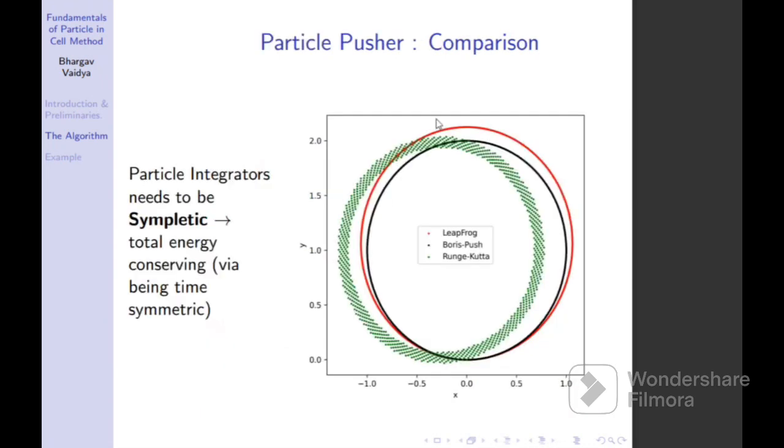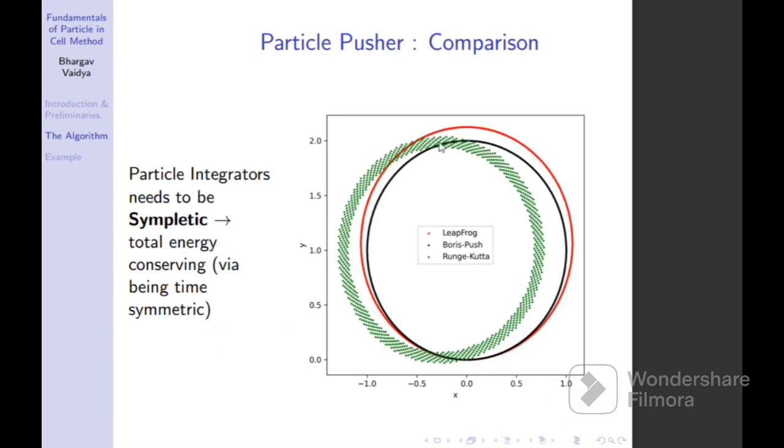This is something which will also be demonstrated in the hands-on session. I've just shown here how the three methods compare. It's a very simple problem: I have a magnetic field along this direction, and I put a particle with zero velocity, so what is expected is a circle, radius 2. You can see the black line, which is essentially the Boris push, does the best job.